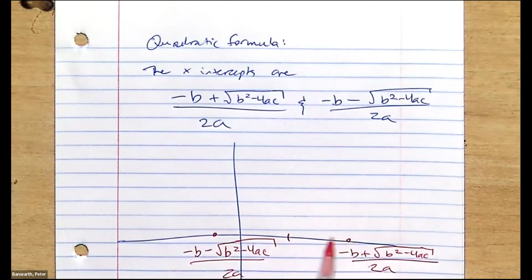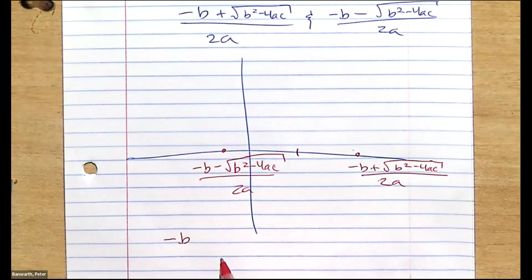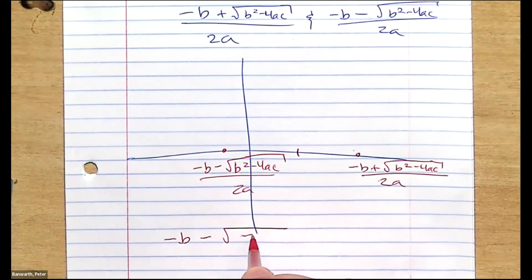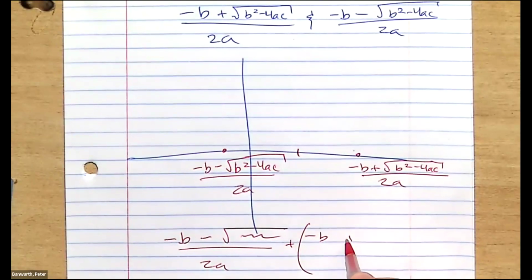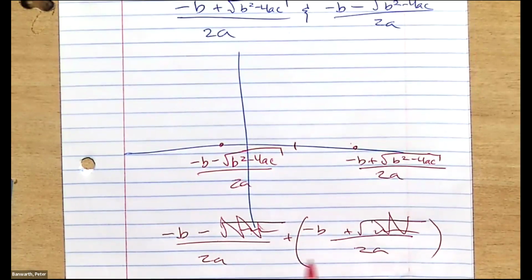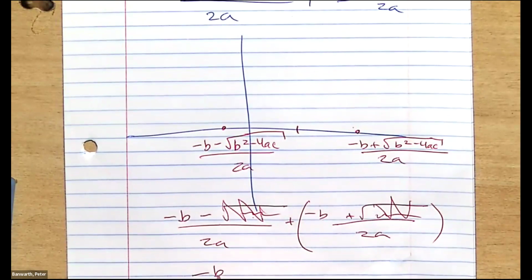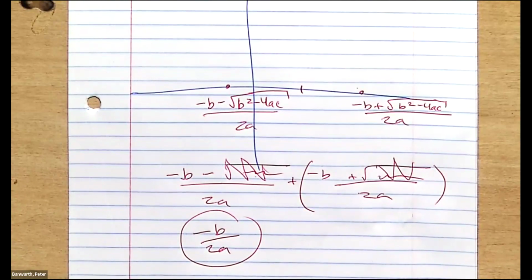And how do you find the average of two numbers? Add them and divide. Minus b, and divide by 2, right? Minus b minus the square root of all that business over 2a. And then you add to it minus b plus the square root over 2a. What happens to the square root part? You had a minus and a plus, and so it goes away. And now you have a minus b and a minus b, and you divide it by 2. You get minus b over 2a. So that is the reason that works.